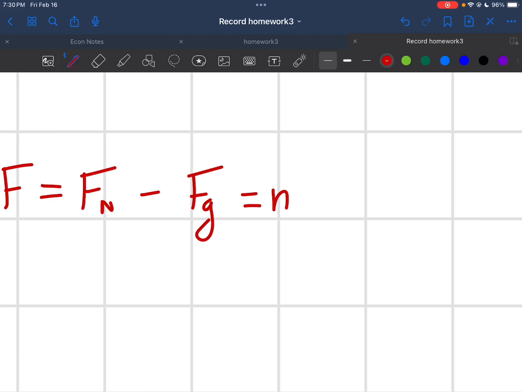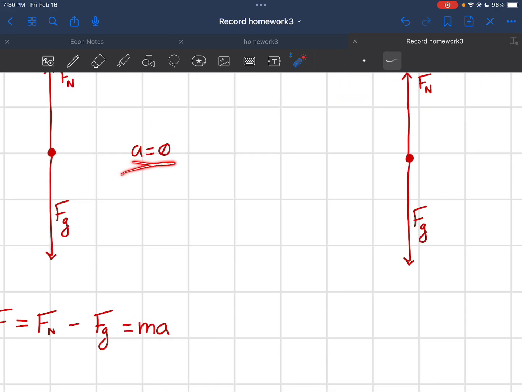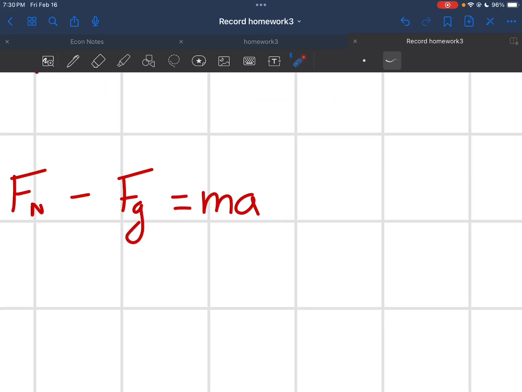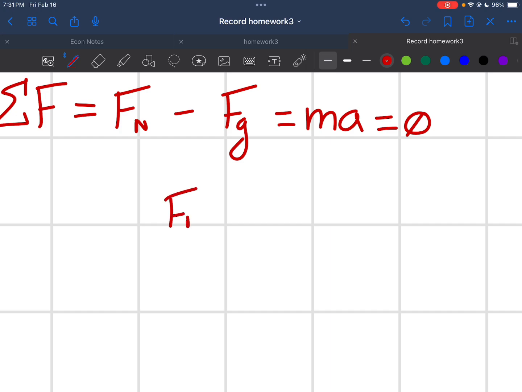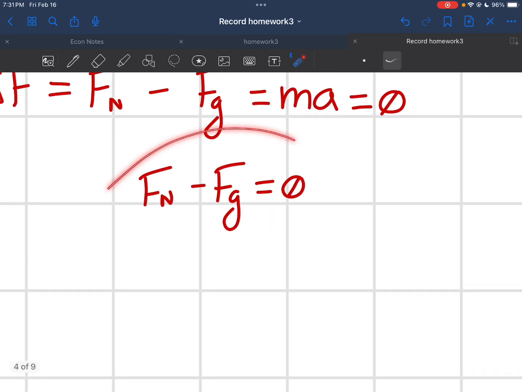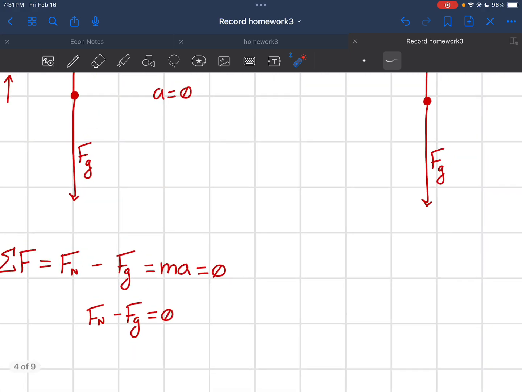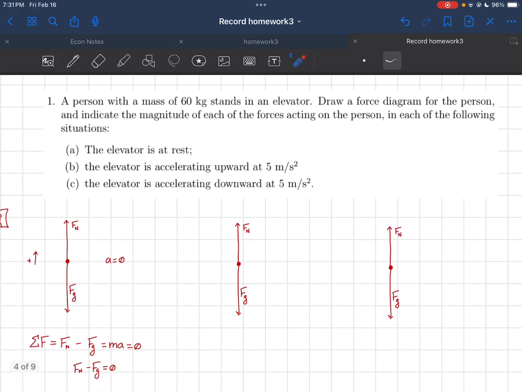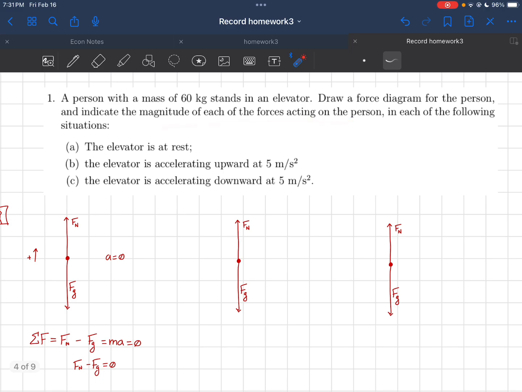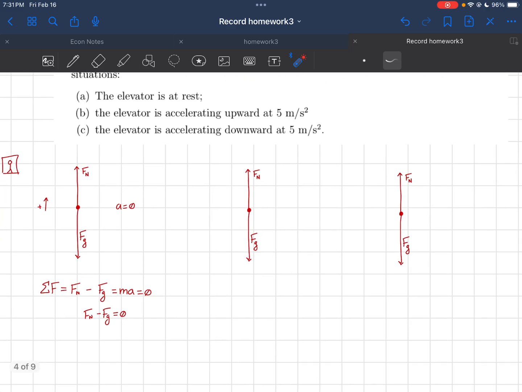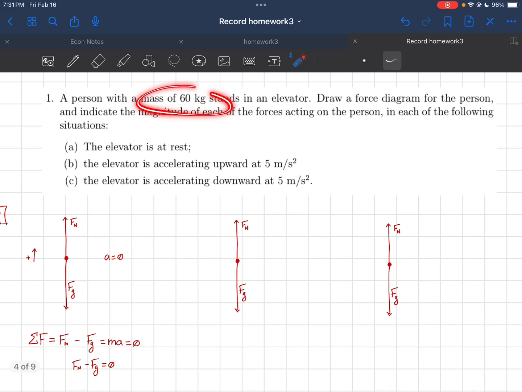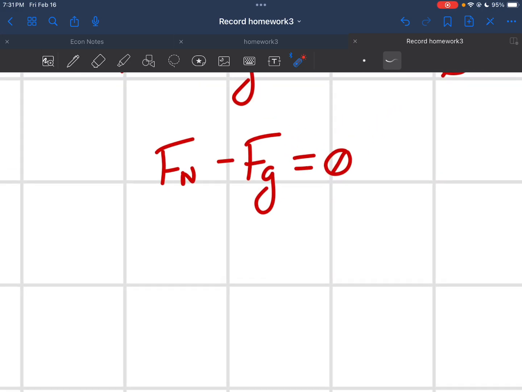And that's going to equal my mass times my acceleration. But we just said that the elevator is at rest, and it is staying at rest, so my acceleration is 0. So that will equal 0. Rewriting that real quick, Fn minus Fg equals 0. And now this is the equation that I'm going to be doing some math with. We're trying to find the magnitude of each of the forces. Well, I know that the force of gravity is going to be my mass times little g.